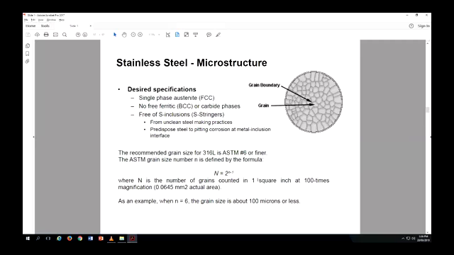So as we said, the desired specification is that you would like to have single-phase austenite or FCC structure as opposed to ferritic or BCC structure. And obviously you don't want any sulfur going around. It's going to give you the corrosion effect, pitting corrosion, as it's called. The other important factor is that you don't want very large grains when it's forming.